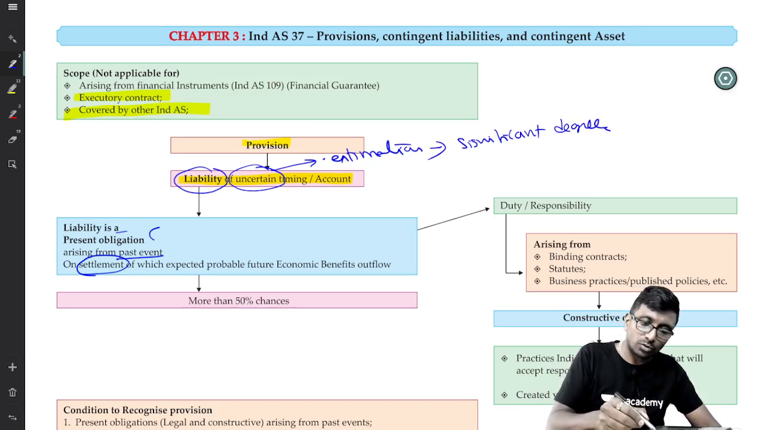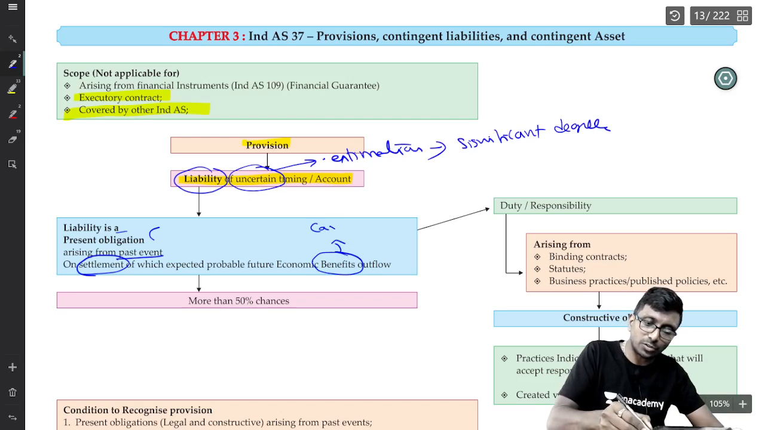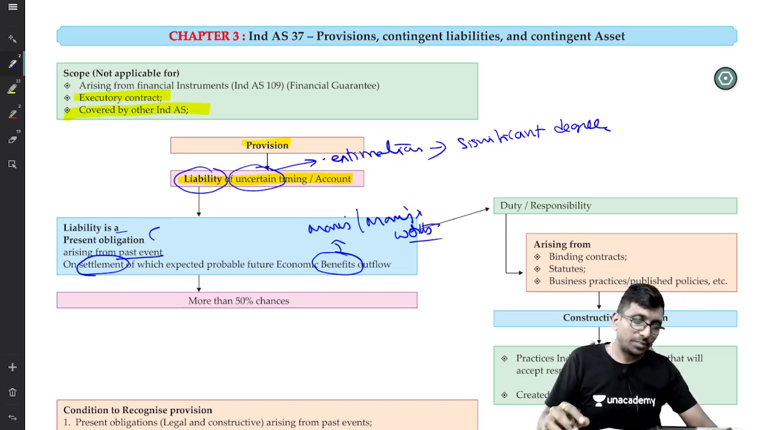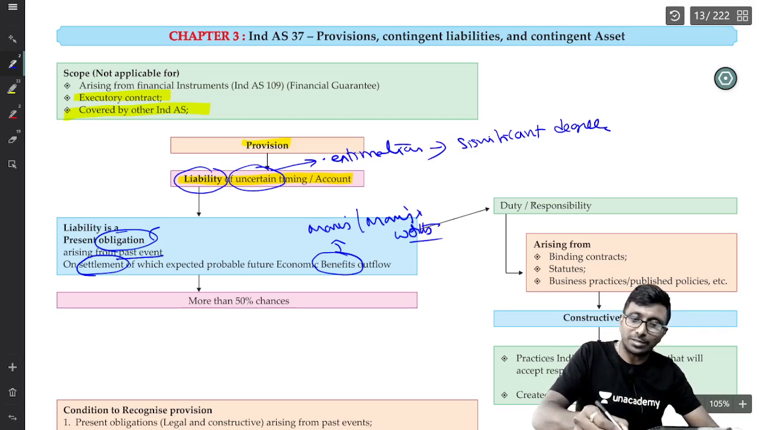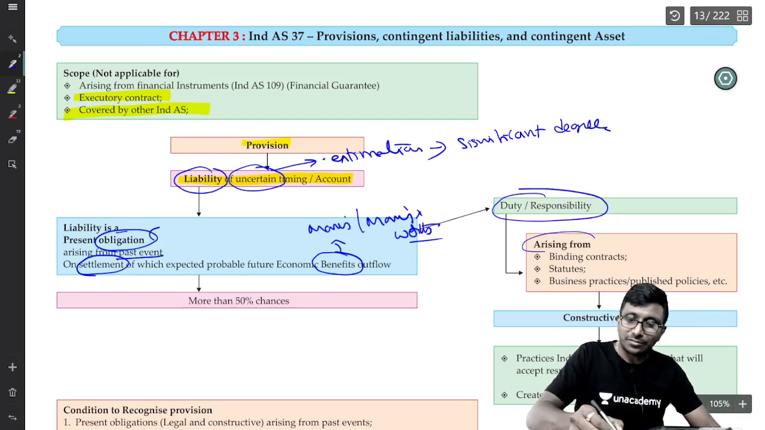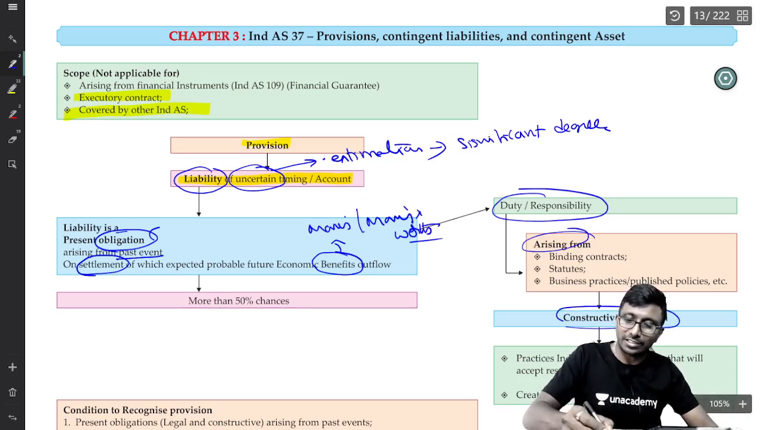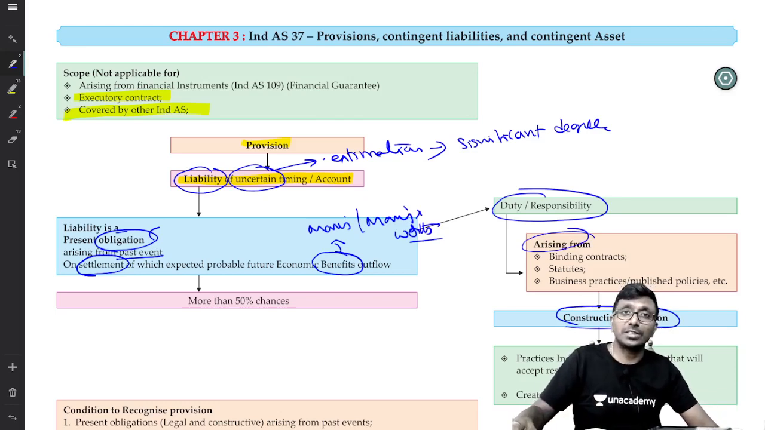And on settlement of which, when I say settlement, that is payment, what is going out? Future economic benefits are going out. What are future economic benefits? Future economic benefits are cash, or money. I can say in simple words, money or money's worth. Money or money's worth will be out from your pocket. At the same time, obligation is nothing but duty or responsibility, which is arising from any of these activities I said. And we have given a simple definition for constructive obligation.